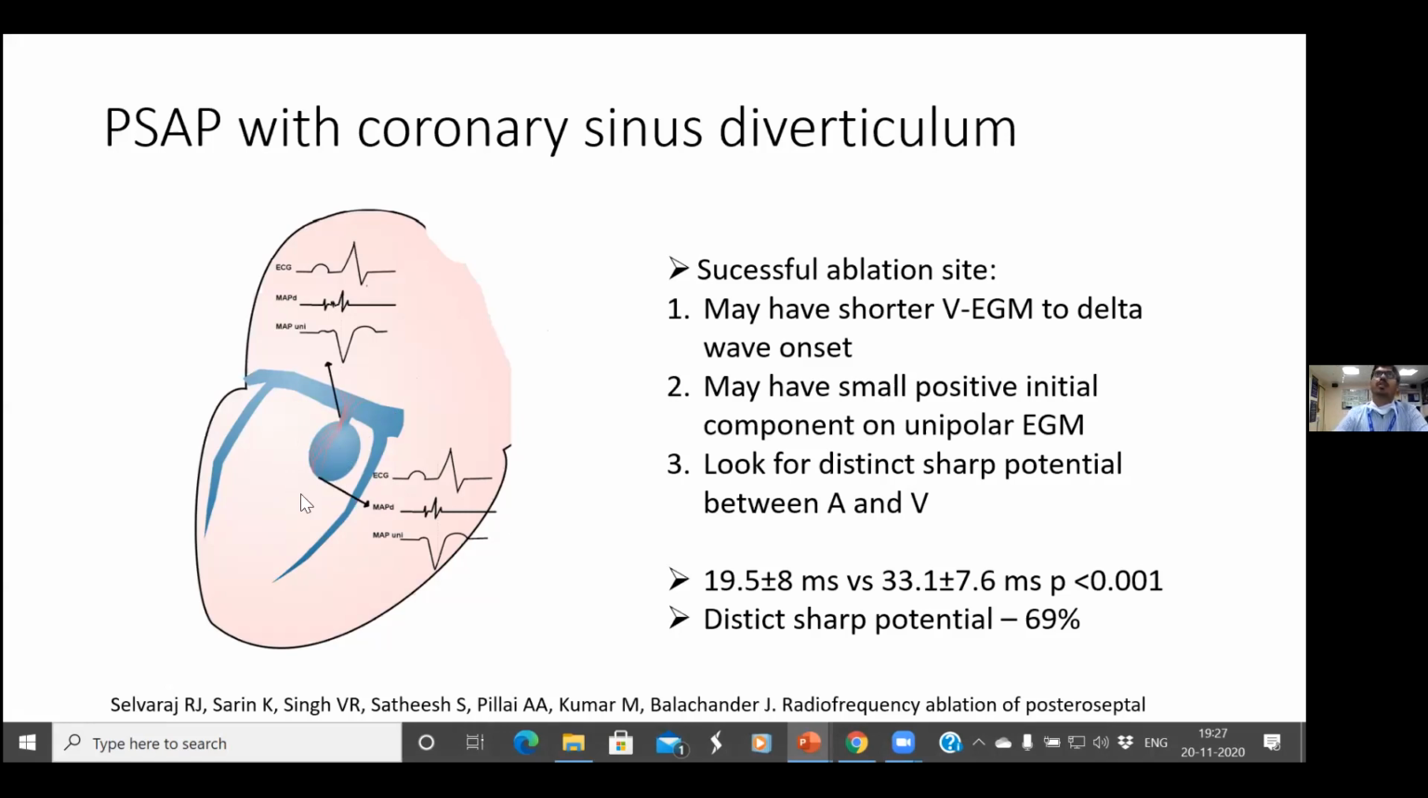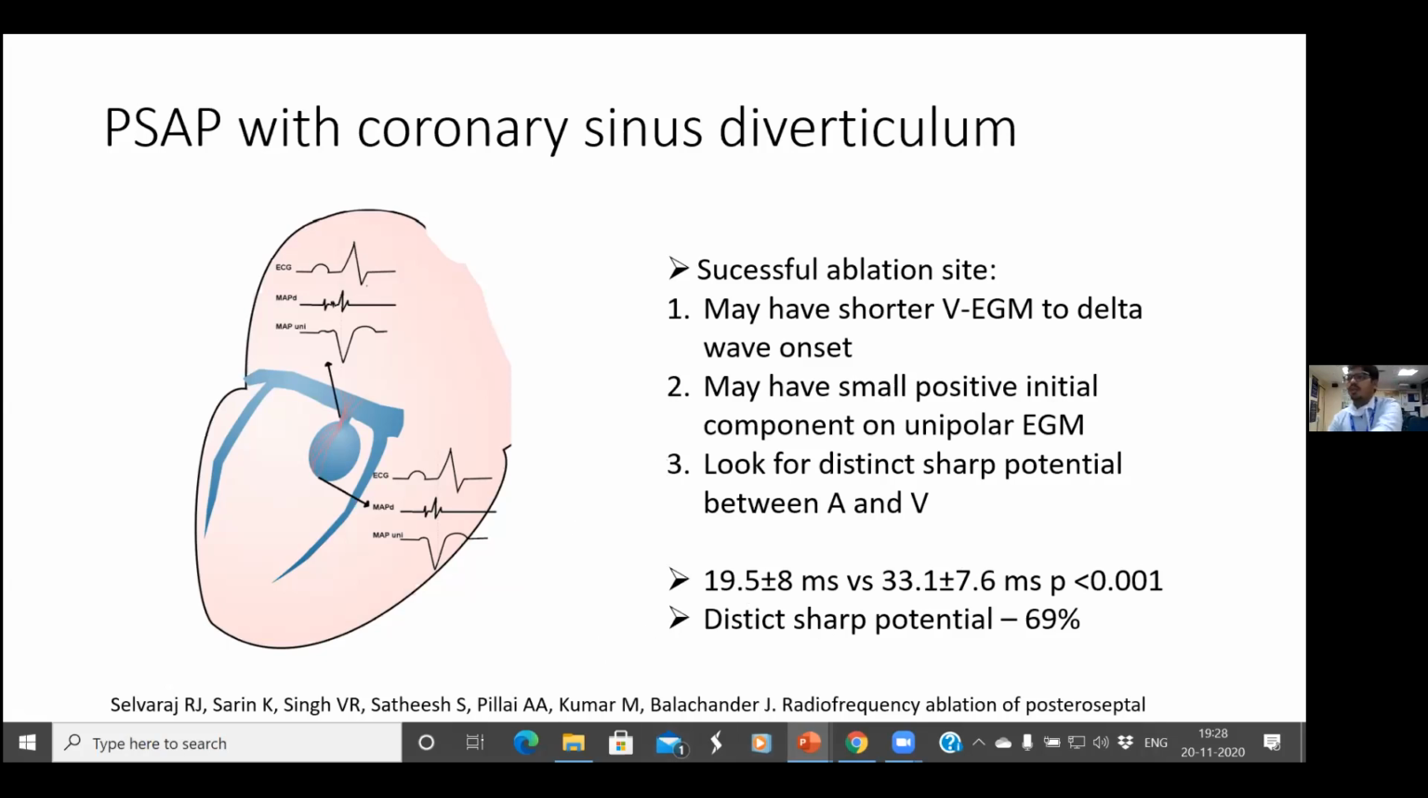So it is advisable to look for a sharp potential, likely a pathway potential, which suggests a compact region of the pathway, and giving ablation there is highly successful. Although these sites may have a short local activation duration and may show a small positive initial component on the unipolar electrogram.